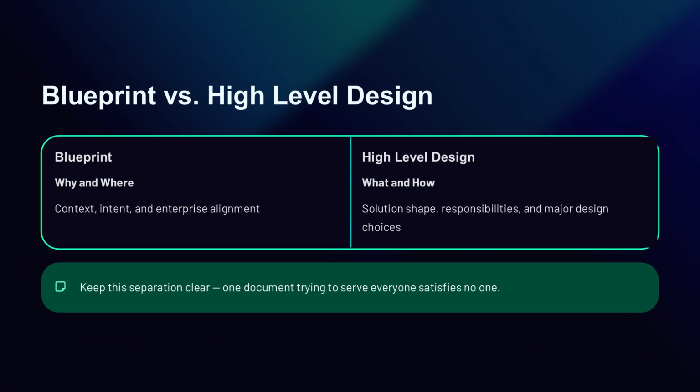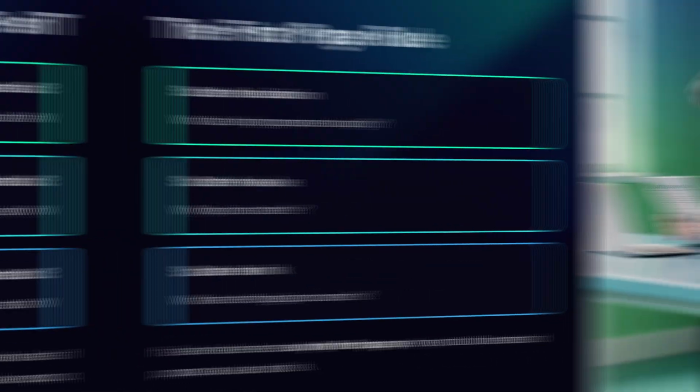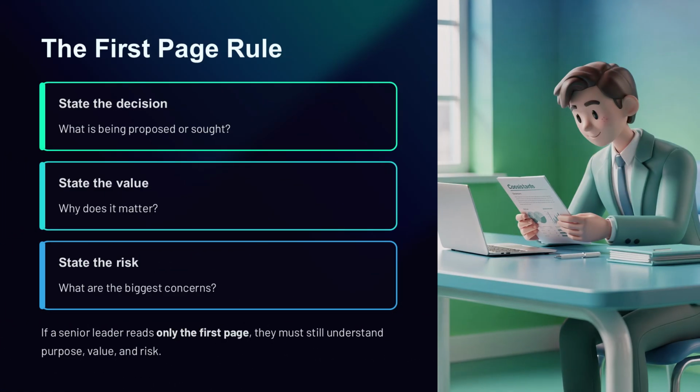With both artifacts defined, you now distinguish them so you use the right document for the right audience. The blueprint describes context, intent, and alignment across the enterprise. The high-level design describes the solution shape, responsibilities, and major design choices at a level that enables delivery and assurance. When you keep this separation clear, you avoid the common mistake of writing one document that tries to serve everyone and satisfies no one.